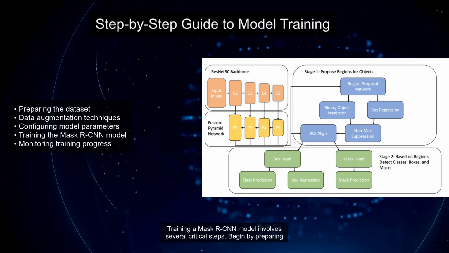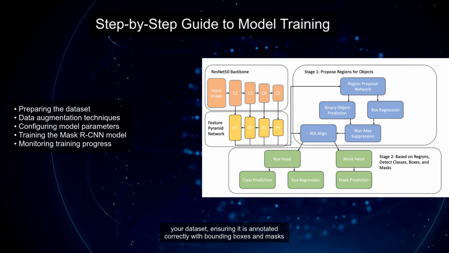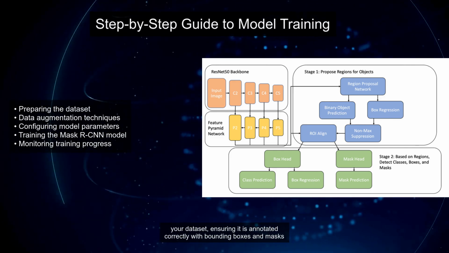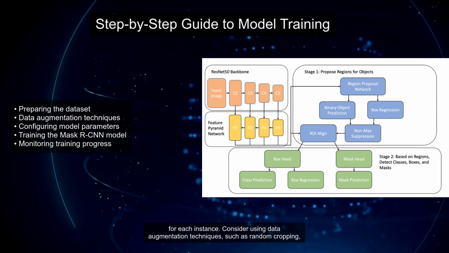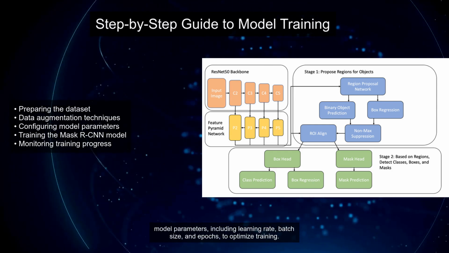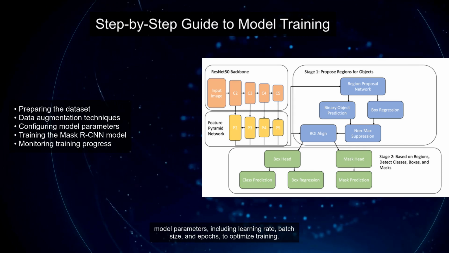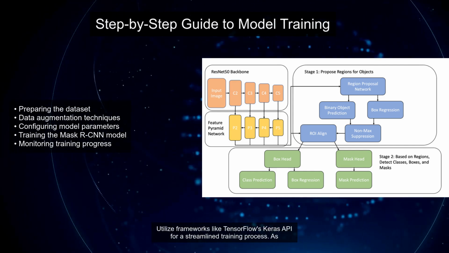Training a Mask R-CNN model involves several critical steps. Begin by preparing your dataset, ensuring it is annotated correctly with bounding boxes and masks for each instance. Consider using data augmentation techniques, such as random cropping, flipping, and color adjustments, to enhance the model's robustness and generalization. Configure model parameters, including learning rate, batch size, and epochs, to optimize training.